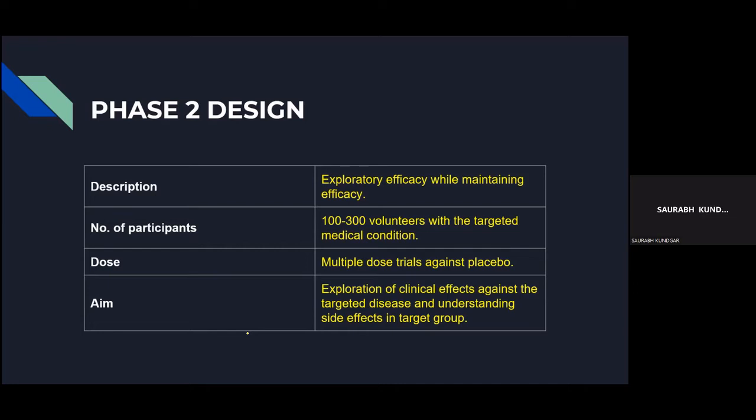So a placebo is tested against the actual drug, and the aim of this phase is to explore the clinical effects against the targeted disease. How is this medication reducing the adverse events, or reducing the progression of that particular disease? We also want to understand what the adverse effects are, because you could be curing one thing and another thing could show up in terms of adverse events. So that is also a main focus area of the phase 2 design.